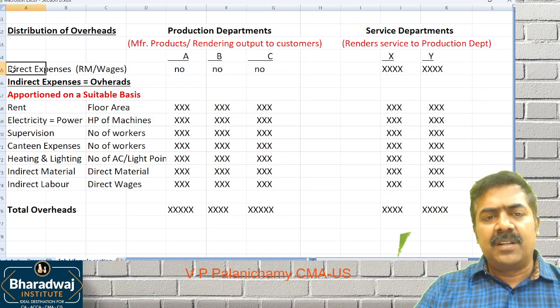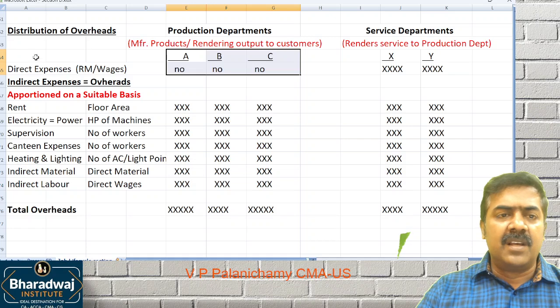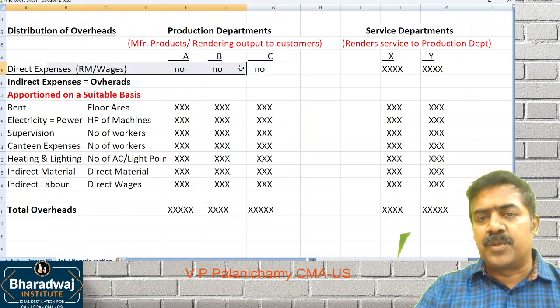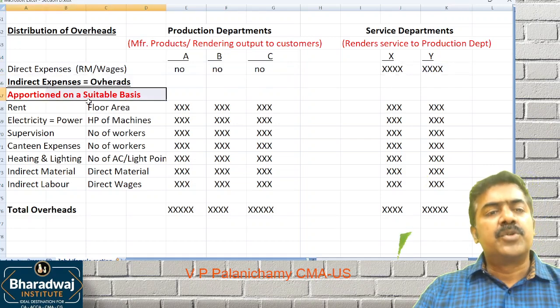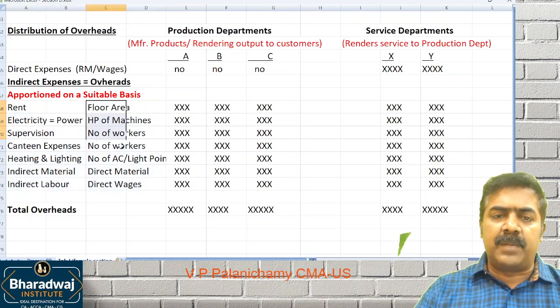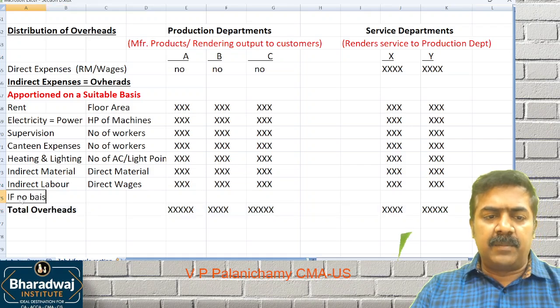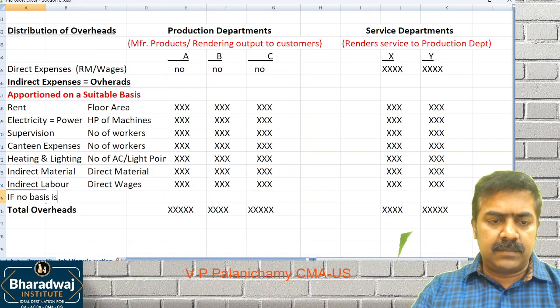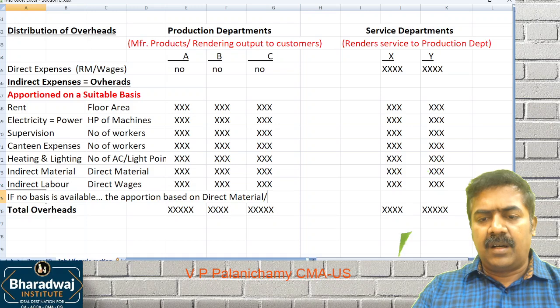What is primary distribution? Take the direct expense of only which department? Service department, not production department, because we are not dealing in total cost. We are dealing only in which one? Overheads chapter. Then indirect expenses are apportioned on a suitable basis. What is a suitable basis? Depending upon what is the expense, what is the basis available, allocate it. If no basis is available, then apportion based on direct material or direct wages.